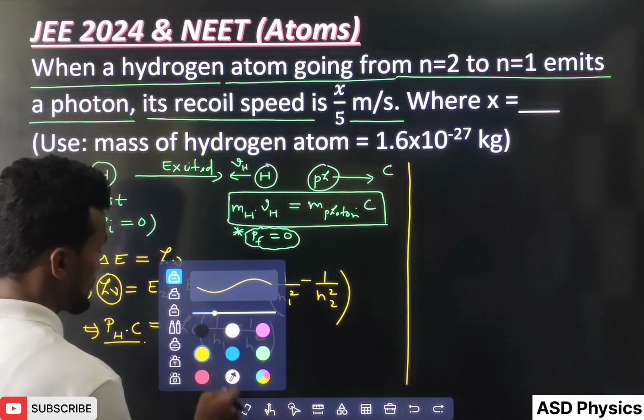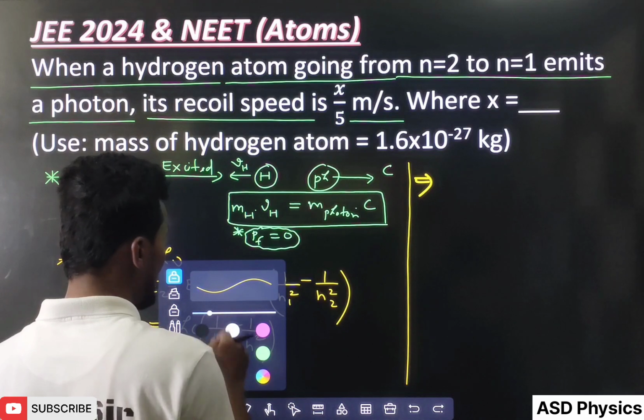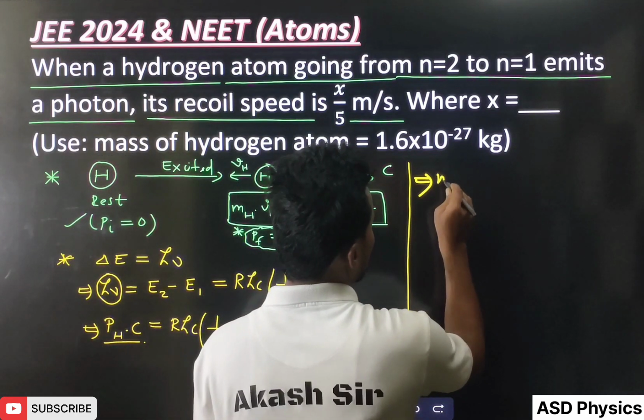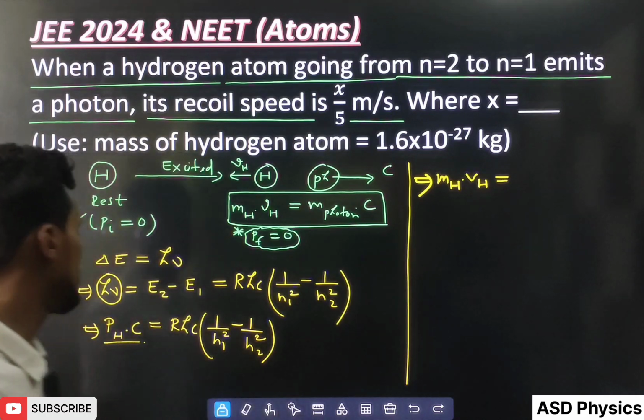After that, we can write that momentum is mass into velocity. So the mass of the hydrogen atom into the velocity of the hydrogen atom will be equal to what?